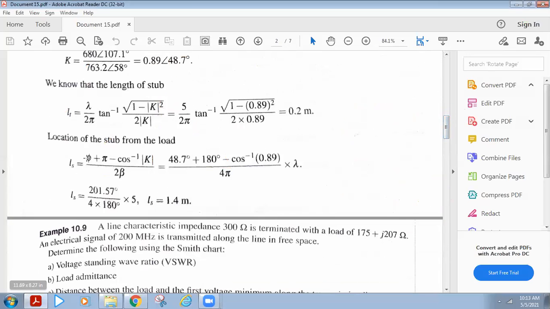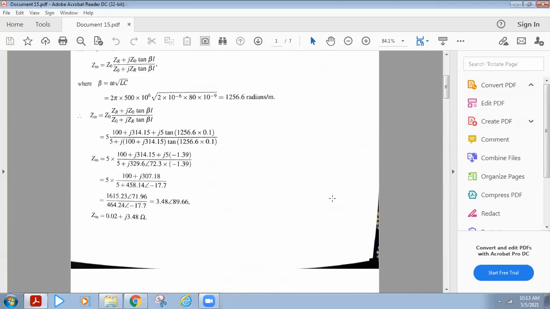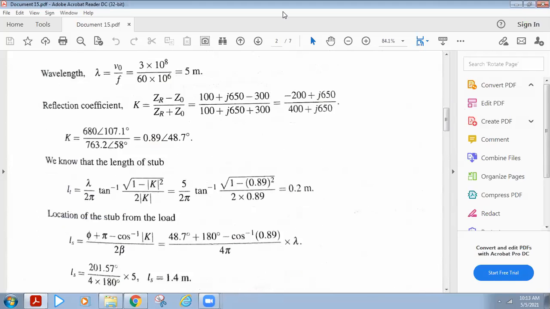See here, on substituting we get the location 1.4 meters. This is the transmission line and this is the load resistance or load impedance. From the load, where exactly is the stub located? At a distance of 1.4 meters we locate the stub, and the length of the stub is 0.2 meters. Get it? Remember these two expressions.